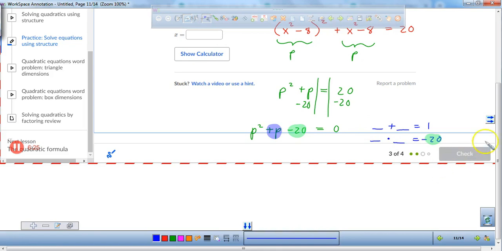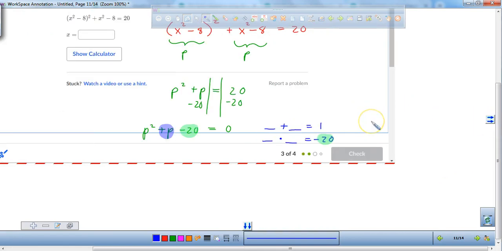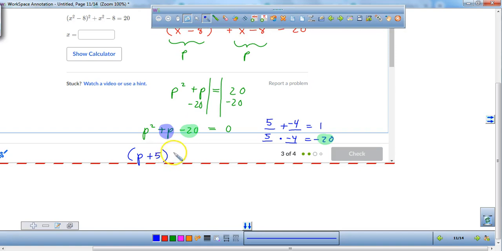Now, the numbers that are going to work in this particular case are going to be 5 and 4, except we are going to make it a positive 5 and a negative 4. Those are the numbers that we are going to use, because 5 plus negative 4 is 1, and 5 times negative 4 is negative 20. So we are going to say p plus 5 times p minus 4 is equal to 0.